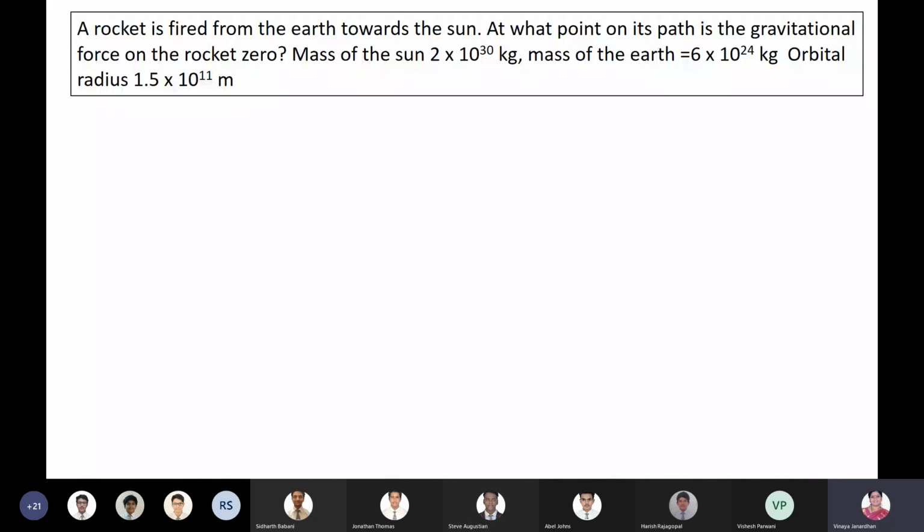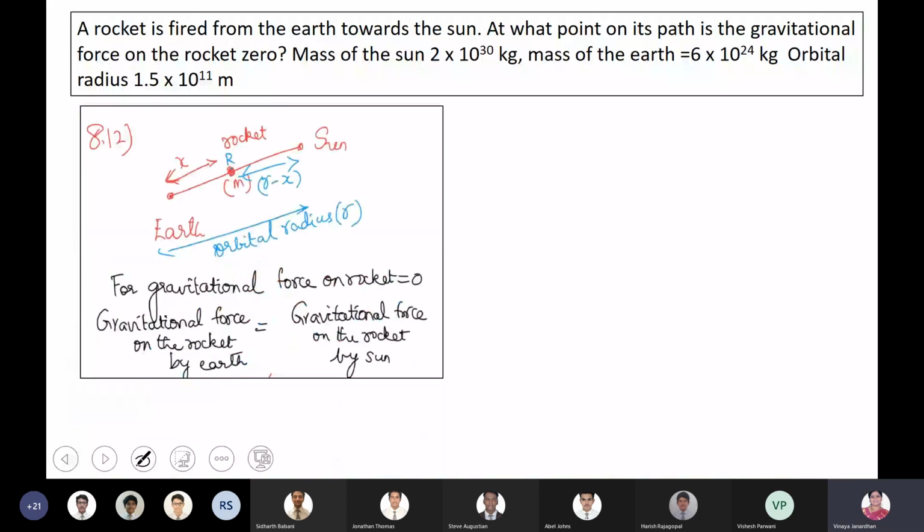So what will be the force between the rocket and the sun? G, mass of the rocket is m, mass of the sun is ms, divided by the distance between them. Because the distance between Earth and the sun is r, and the distance between the rocket and the Earth we have taken as x, the distance between the sun and the rocket will be r minus x the whole square. That must be equal to G m me, this is the force between the rocket and the Earth, divided by x squared.